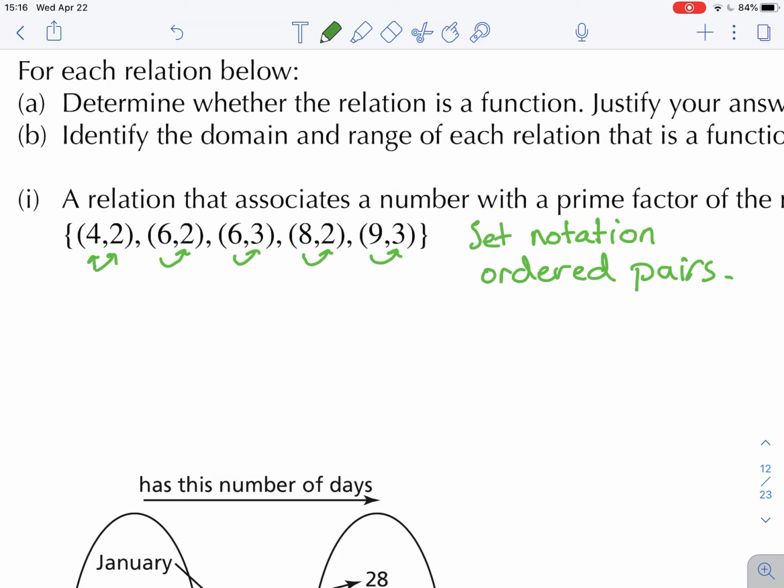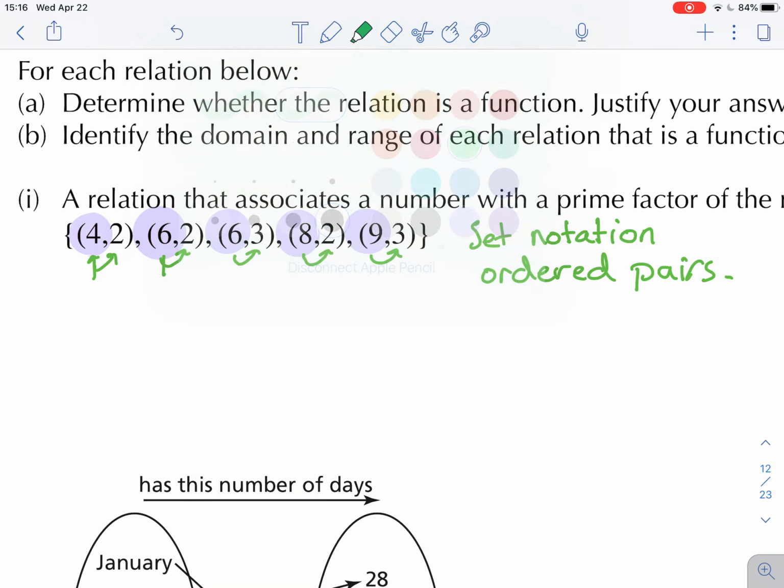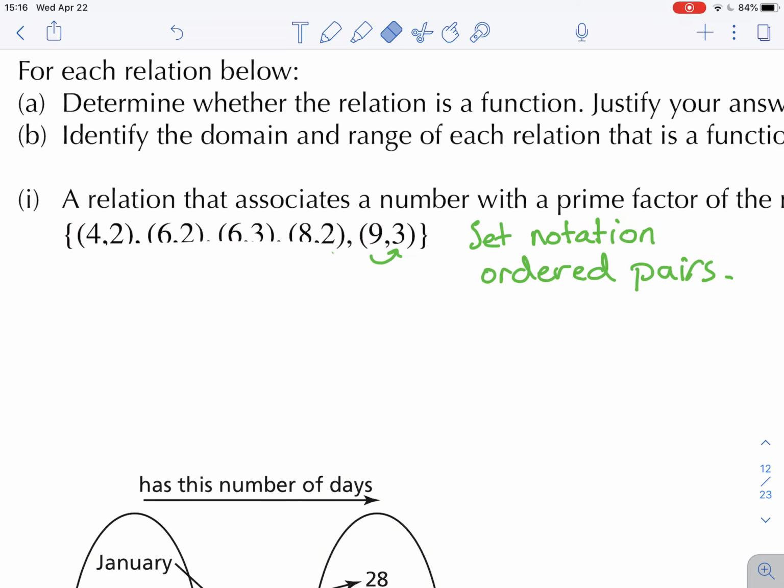Okay, immediately we can see that this is not a one-to-one function. If it was a one-to-one function, every item in the domain would be unique, and every item in the range would also be unique. But you can see neither of those are the case here. This is not a one-to-one function.